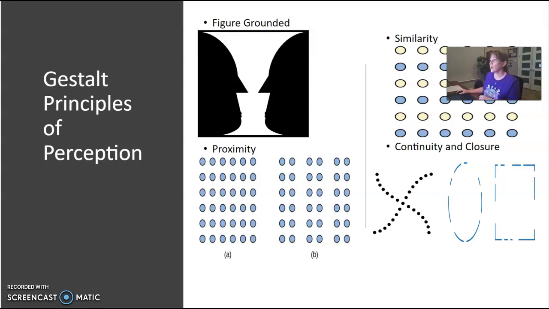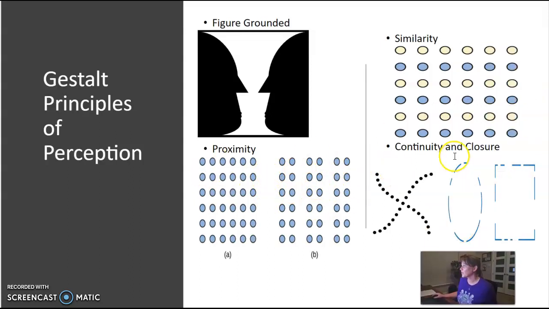So in this picture, the figure-ground picture, in my opinion, the faces are the focus and the white is the background. Because why would you focus on white? You should focus on the faces. But that's one of the principles. The grouping, the proximity, and the similarity in the grouping.